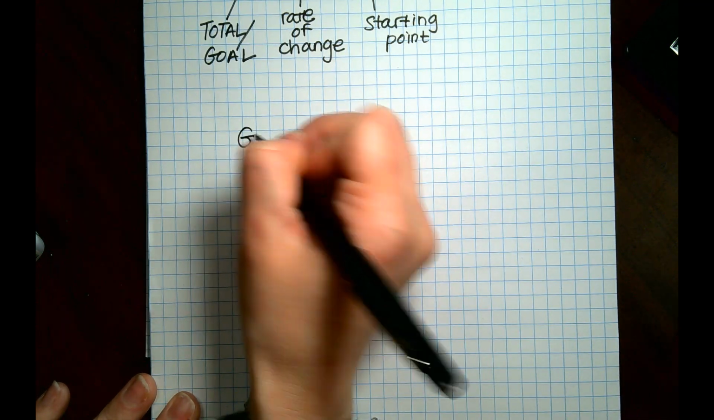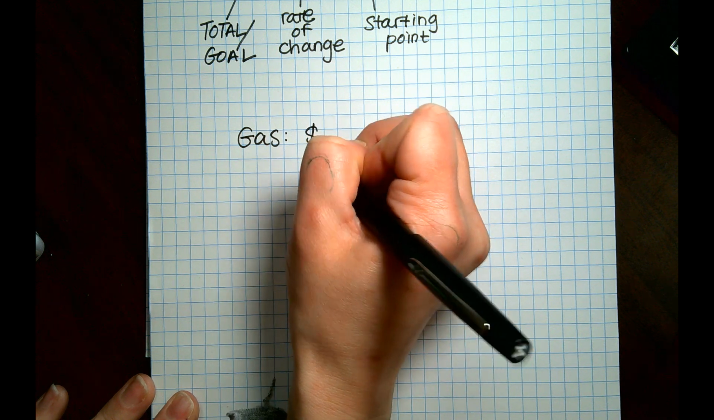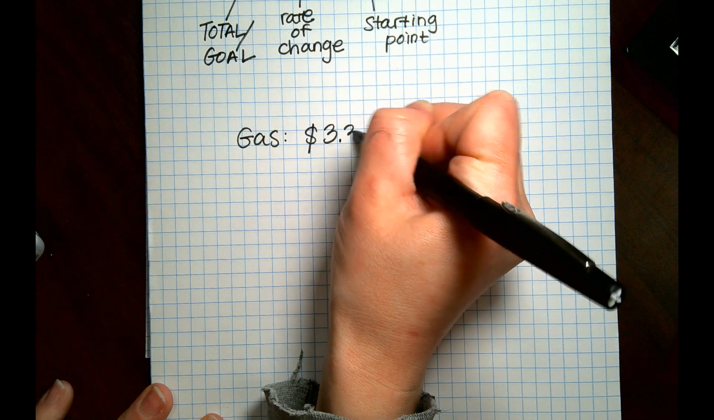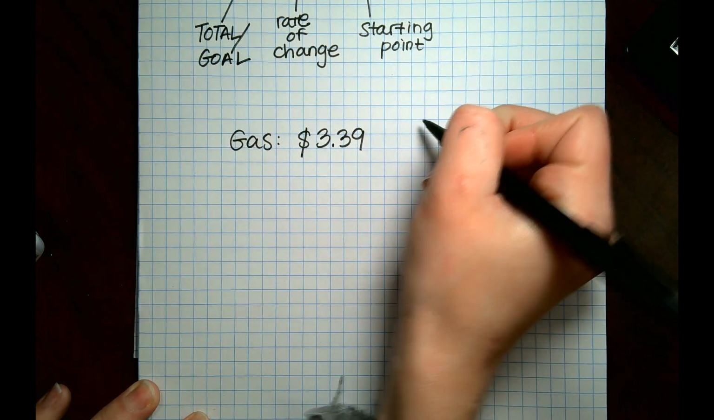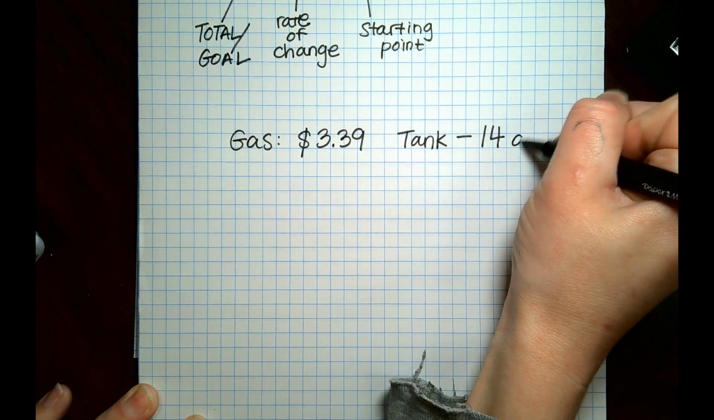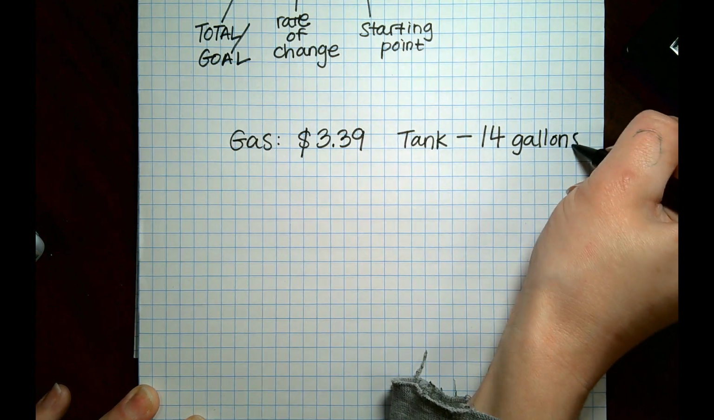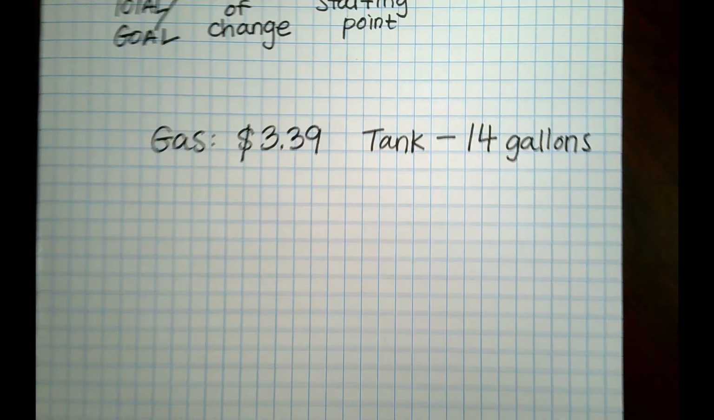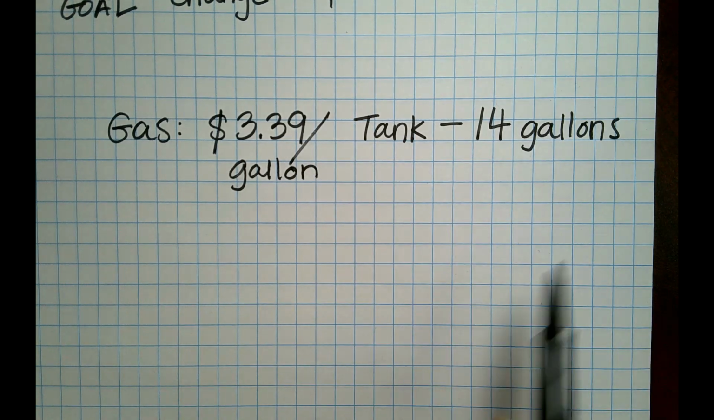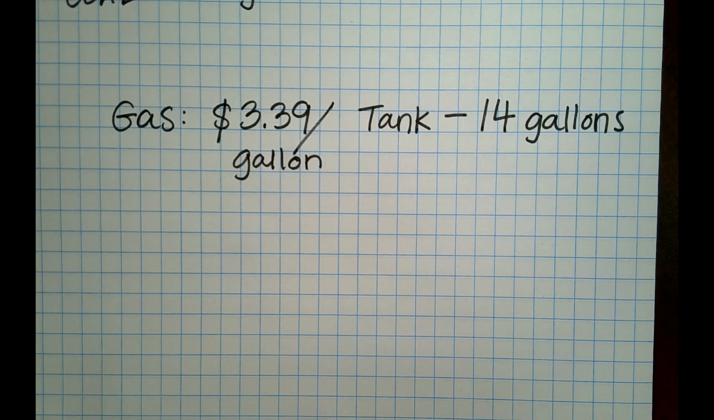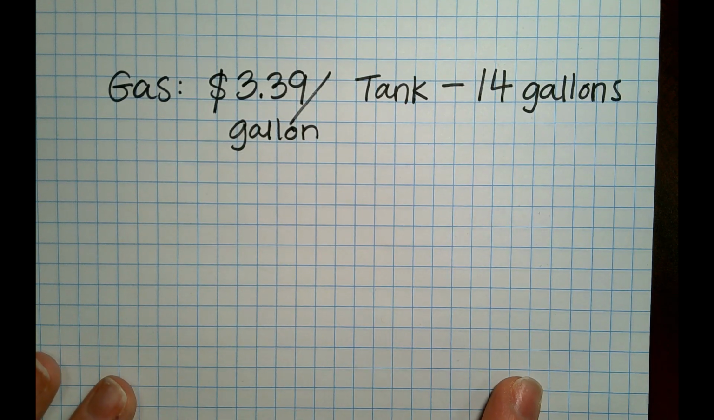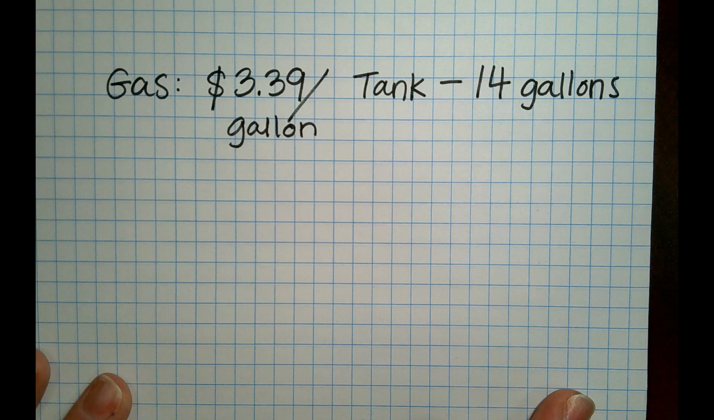Let's say gas. Last time I saw gas, the price was like $3.39. Okay, let's say it's $3.39. Let's say my tank holds 14 gallons. That's a big tank. Most people's gas tanks are not that big. Okay, so I want to know how much money is it going to cost to fill up my tank? How would I solve this? This is a different type of problem. You gotta know if it's a half tank or if you're on empty. Yeah. We're on empty.